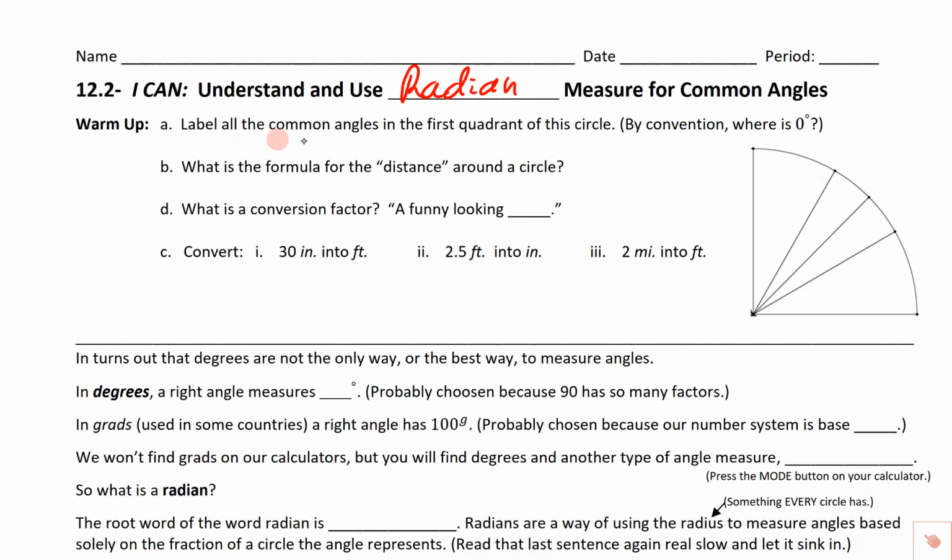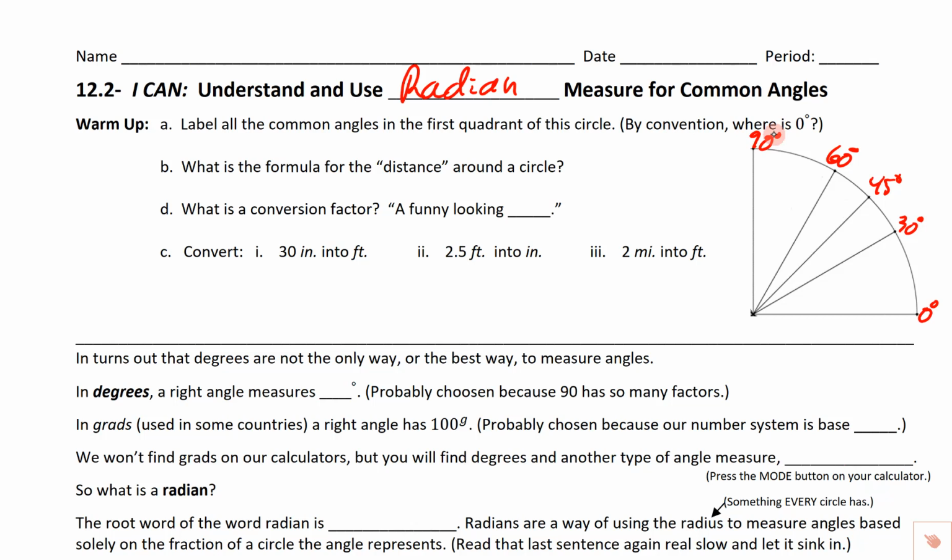So it says label all the common angles as for the first quadrant of this circle, and by convention where is 0. I'll give you 10 seconds. So right over here, what are you going to mark down? Okay, Wilson, I start at 0. What's the next one? 30. 30. What's the next one? 45. 45. What's the next one? 60. 60. And the last one? 90. 90 degrees right there.